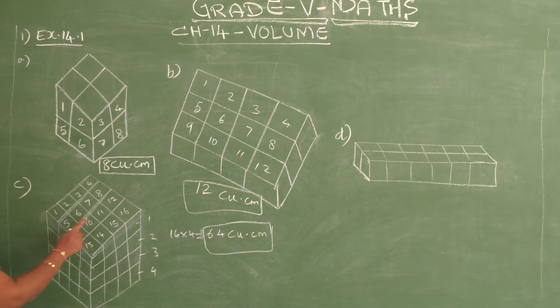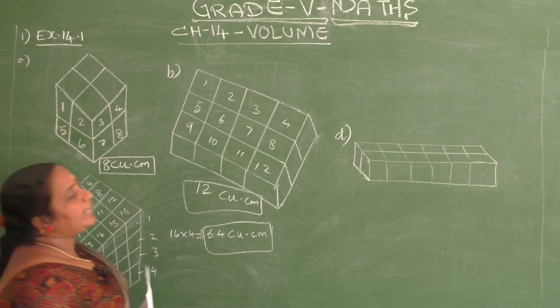Otherwise, if you want, you can add the 16 cubes for 4 layers. The first layer 16, the second layer 17, 18, 19, 20, like that also you can count. But there is no need, because multiplication is repeated addition only, so we can multiply. There is no need to count again and again. In the first layer only you have to count how many cubes are there, then how many layers are there, you can multiply that, and you get the volume of this cube. Okay, ma? Then next one, D1.